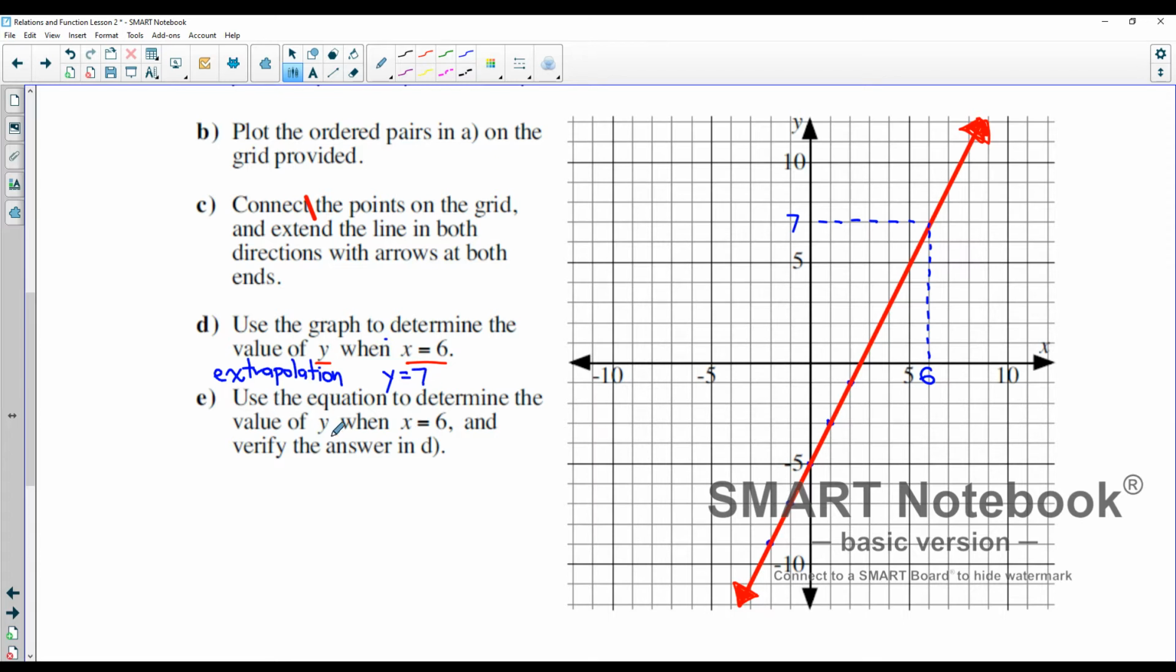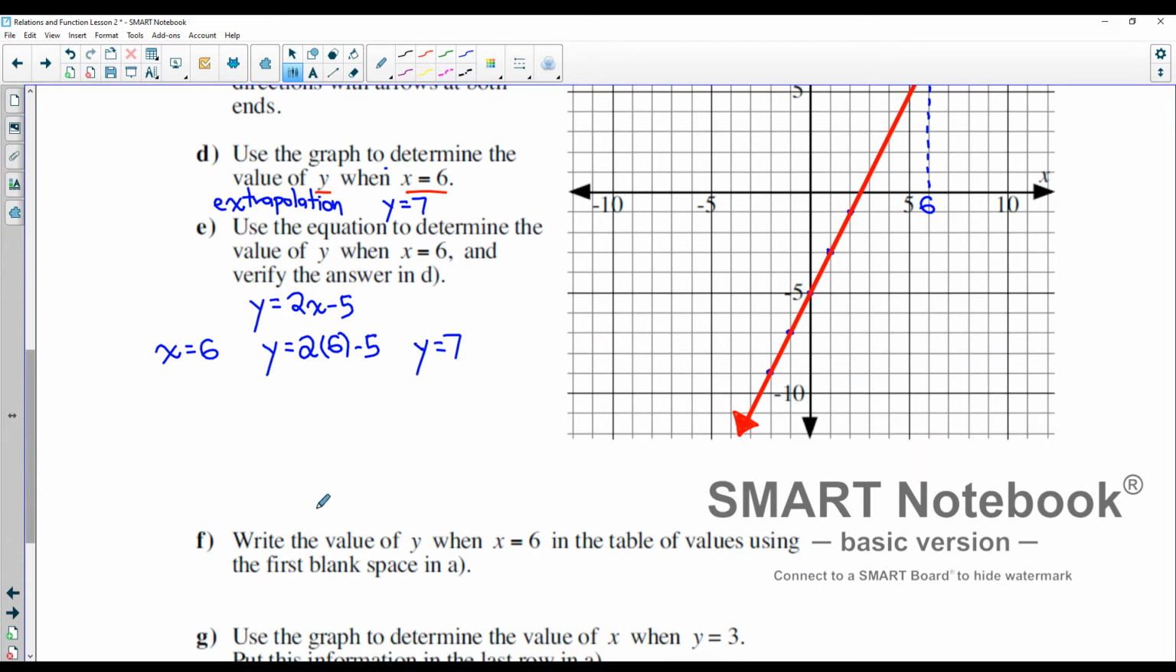Part E wants me just to use the equation. We have to verify this is correct. So our equation is y is equal to 2x minus 5. And we're going to verify this is correct just by plugging x equals 6 into the equation. So when x equals 6, y is equal to 2 multiplied by 6, subtract 5. 2 times 6 is 12, minus 5 would be 7. So you would have y is equal to 7. So it is confirmed.